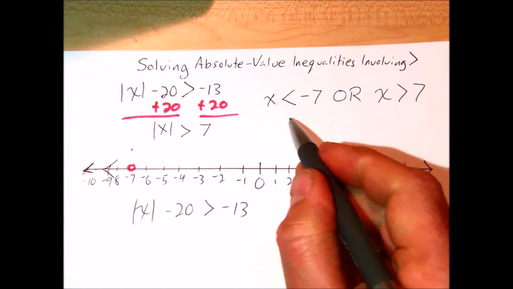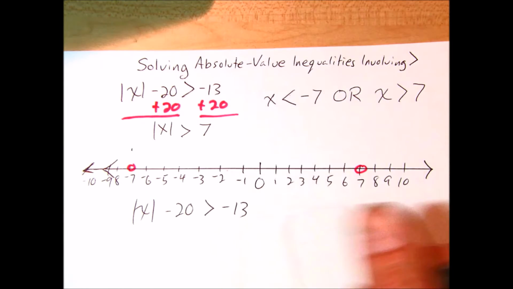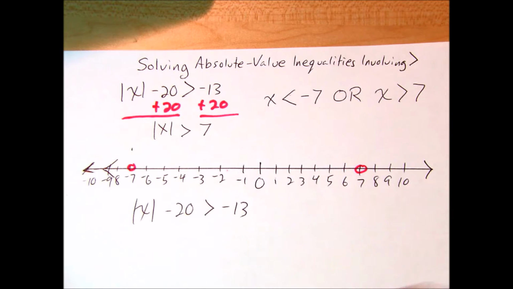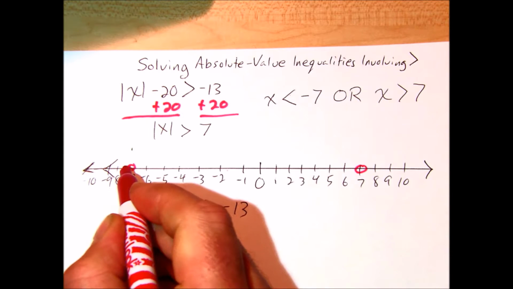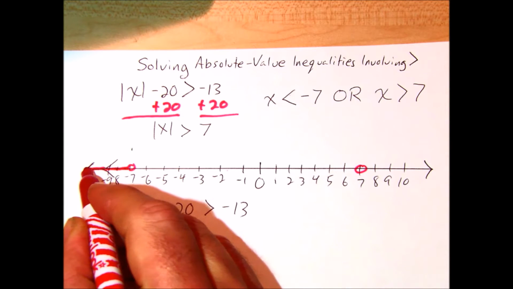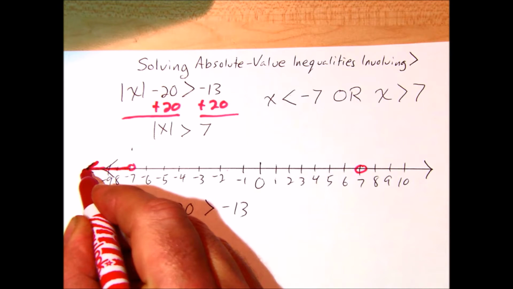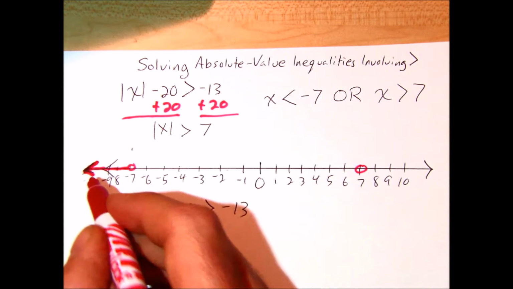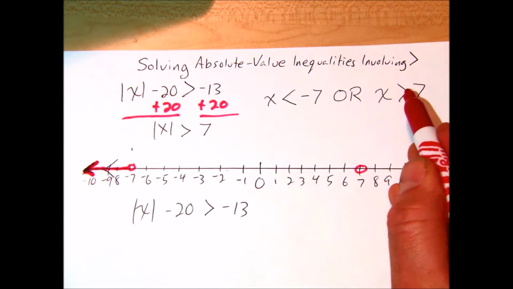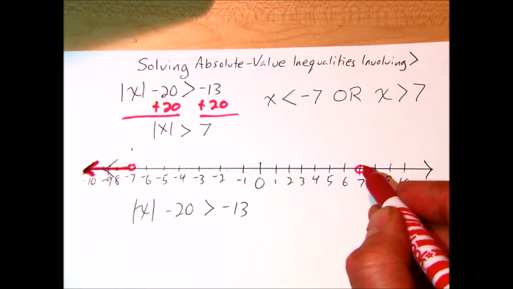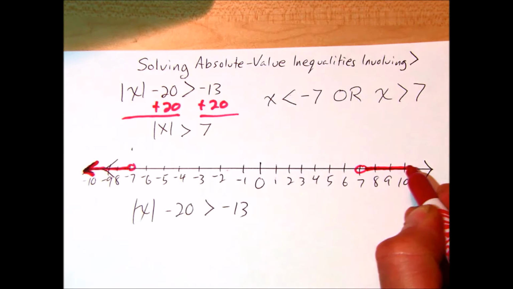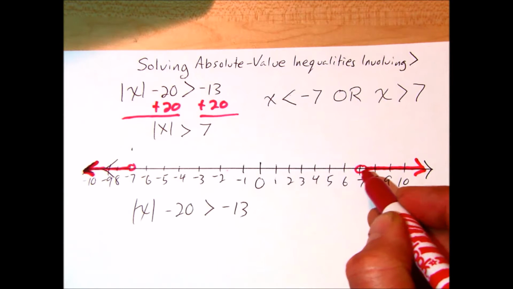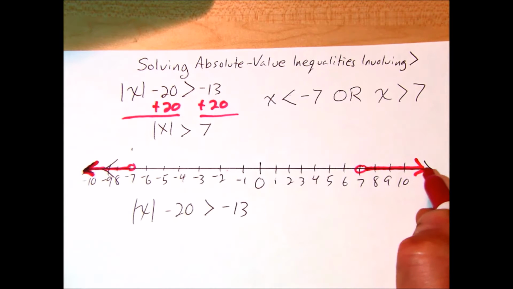Our arrow is pointing to the left, so we're going to graph negatives from our endpoint -7 to the left. So all values less than -7 are a solution, and this is pointing to the right for our +7. So we graph to the right. So all values greater than +7 satisfy our solution.